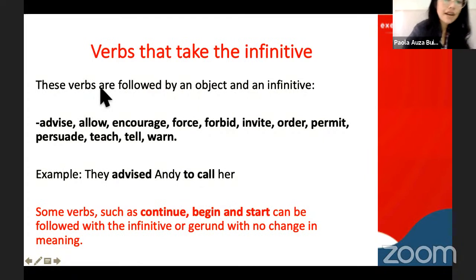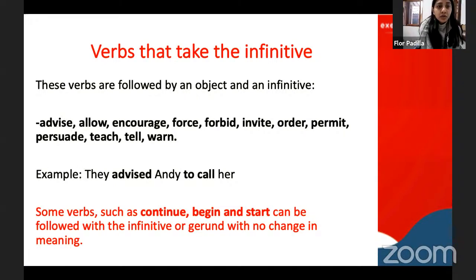There are verbs that are followed by an object and an infinitive. So in this case, I can use the infinitive, to call, after this list of verbs. I have advise, allow, encourage, etc. And in this case, they are using the first one. Could you read this one, please? They advise Andy to call her.